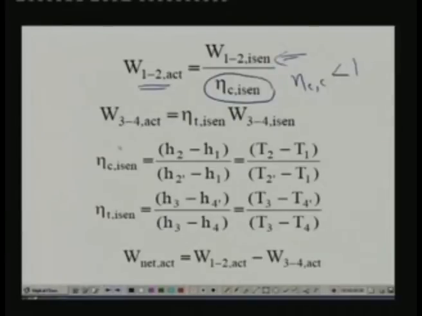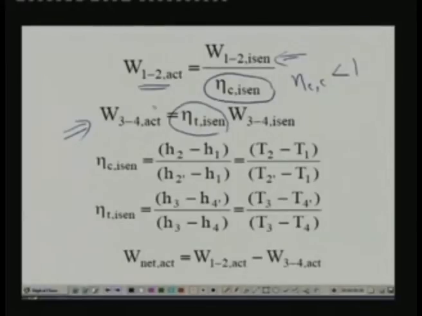And the next process, that is isentropic expansion in the turbine. The work output of the turbine now gets reduced because of the inefficiency. Here again we define an isentropic efficiency for the turbine. Again this is lower than 1, so the work output of the turbine will be lower than the work output of the ideal turbine.